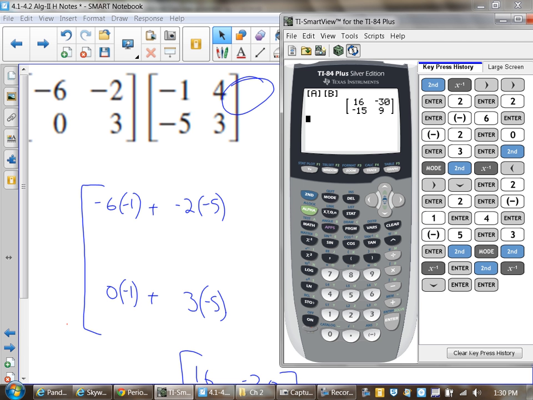Same answer, I think. I hope. Yes. I think it takes a lot longer on the calculator. For 2 by 2s, you're going to find out it takes forever on a calculator to type them all in. When you get into larger values, it's a lot quicker, a lot easier.